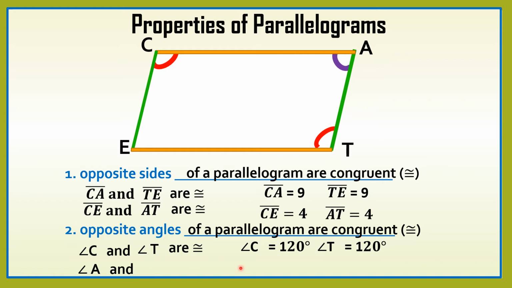Next, let's have here angle A and angle E. They are also congruent. So if the measure of angle A is equal to 60, therefore, the measure of angle E is also 60 because they are congruent. Always remember, opposite sides of a parallelogram are congruent and opposite angle of a parallelogram are congruent.